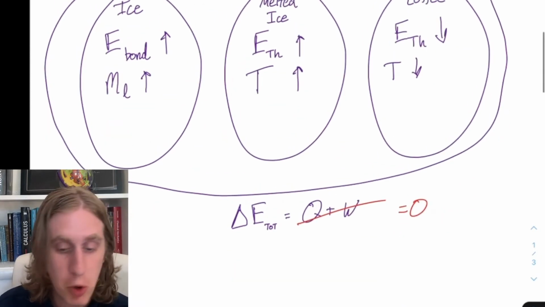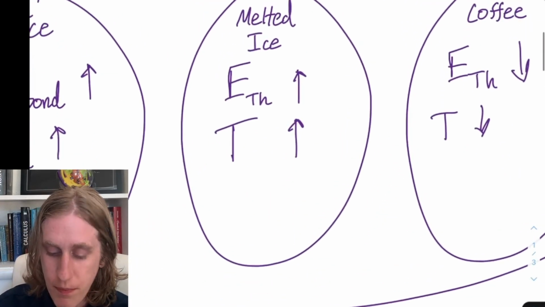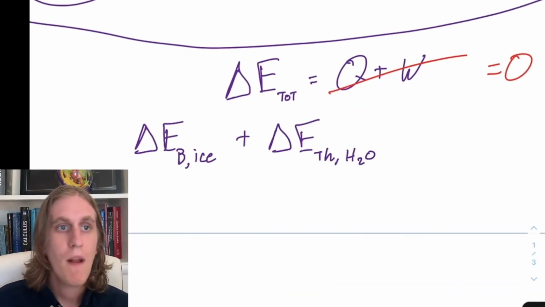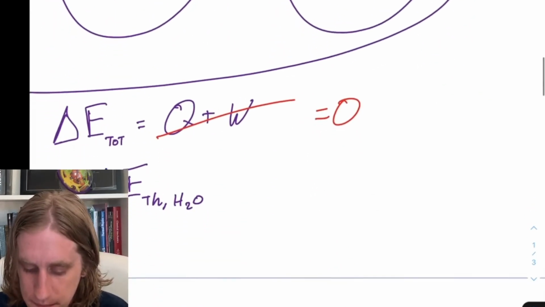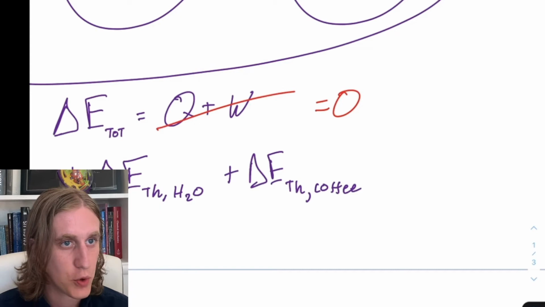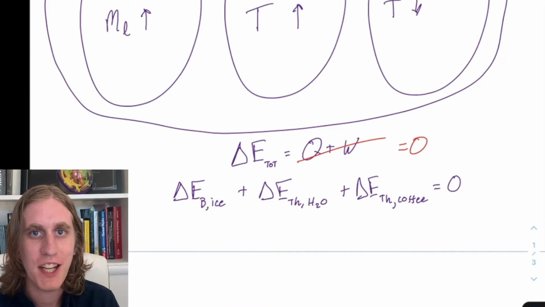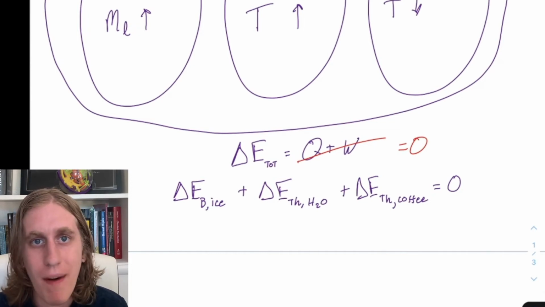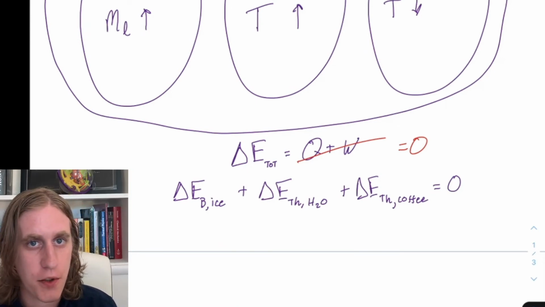Our first energy bubble is just the bond energy of the ice. Our second bubble is just the thermal energy of the melted ice. And our final bubble is just the thermal energy of the coffee. We already know what this is equal to. We saw it above. It's just equal to 0. This is our first energy equation. It just says that the changes in all the different kinds of energy in the system added up equal 0. It's just another way of saying that the total energy in the system doesn't change.